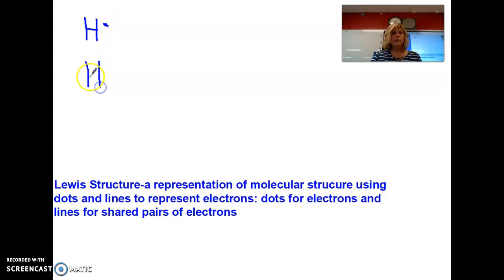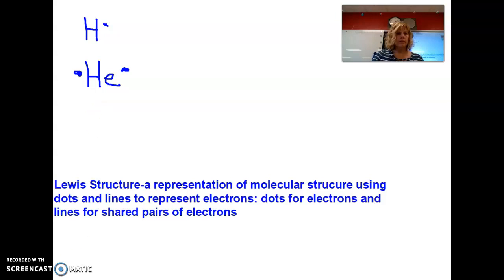Helium has 2 valence electrons, so it has 2 dots. I like the right-left format. Sorry, I'm trying to draw on my screen here. That's not super accurate when it comes to helium, but we're just going to go with it, okay?